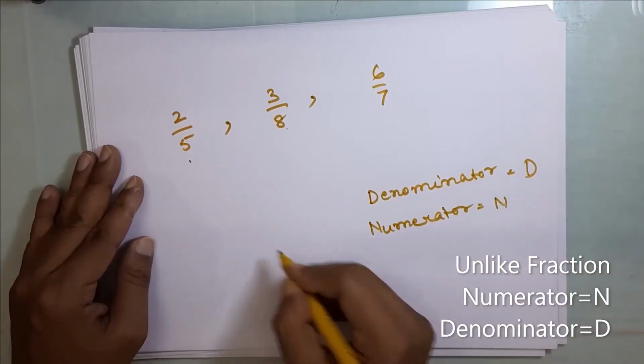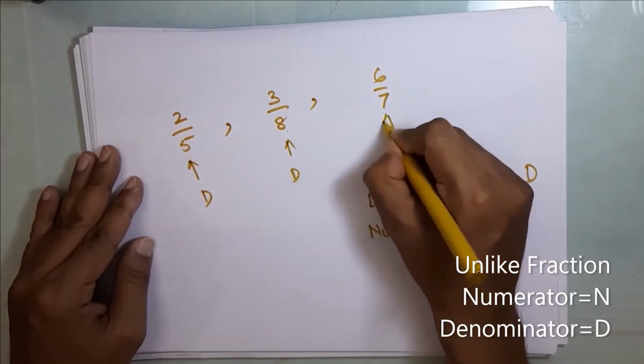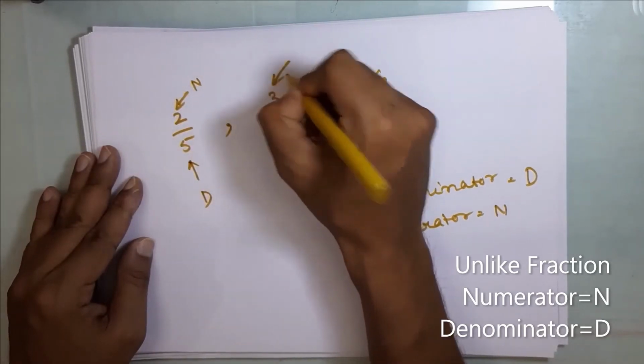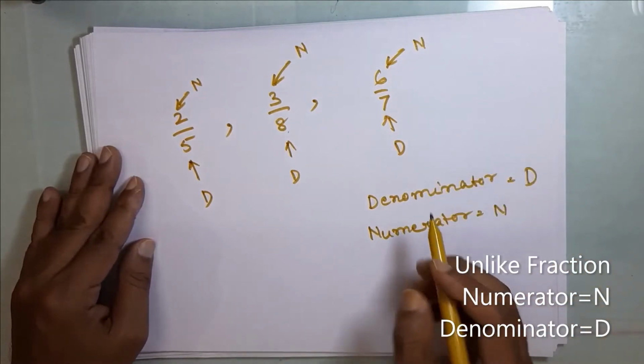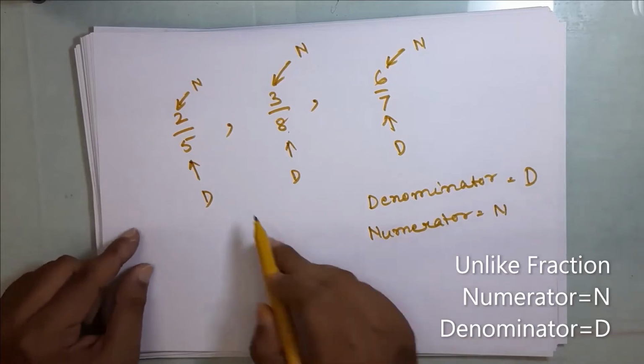what is the denominator? This is the denominator, this is the denominator, this is the denominator. What is the numerator? This is the numerator, this is the numerator, this is the numerator. So here if you see, the numerators are different and the denominators are also different.